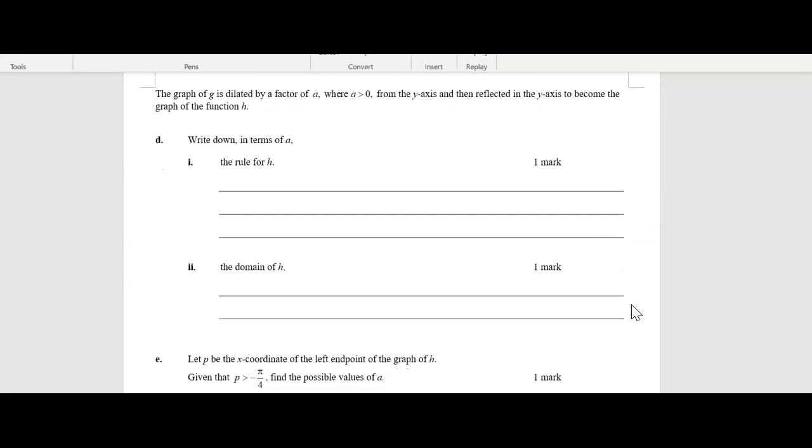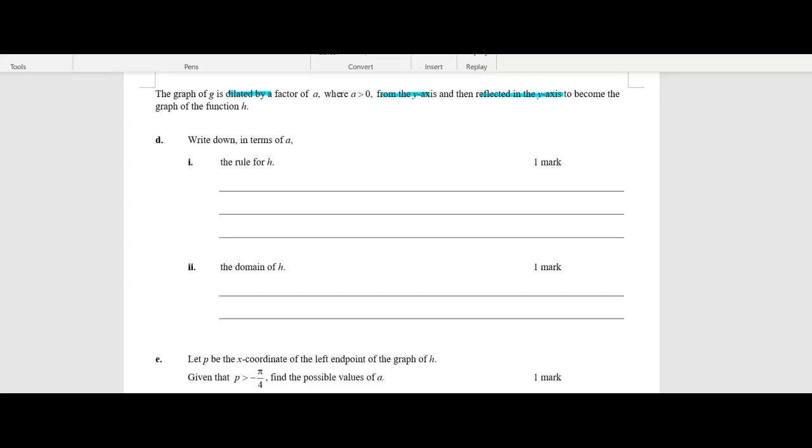All right, so this question kept going. So the graph of g is dilated by a factor of a, where a is greater than 0, from the y-axis, and then reflected in the y-axis to become the graph of the function h. So we've got two transformations. We've been dilated by a factor of a from the y-axis, and then reflected in the y-axis to become h. So we have to write the rule for h.